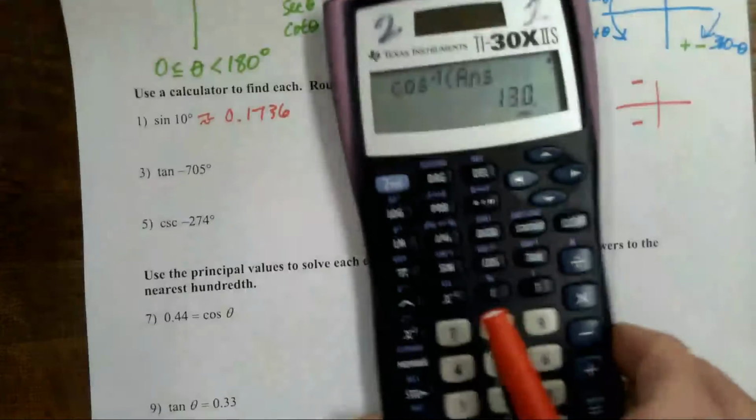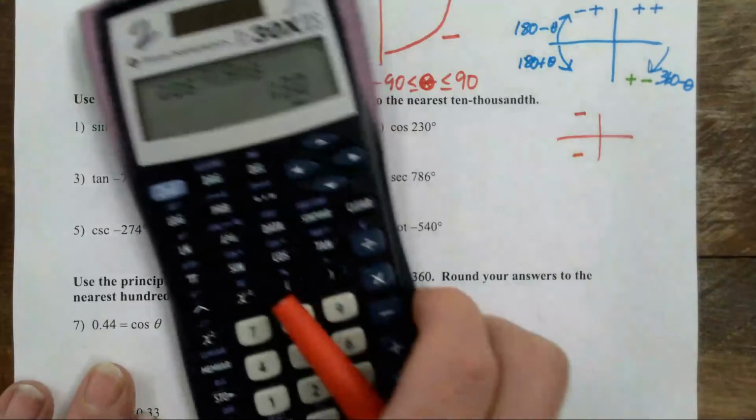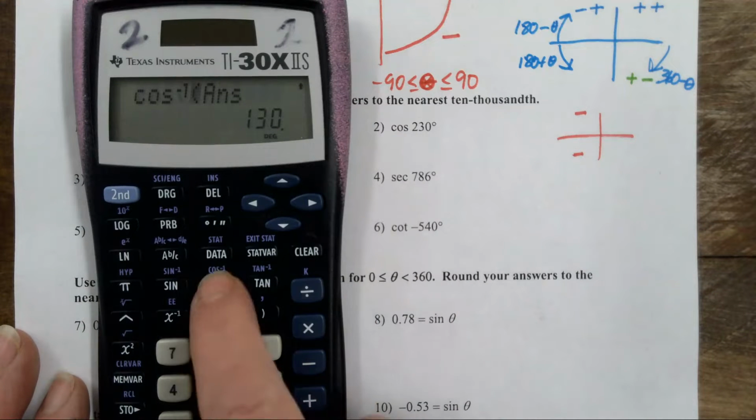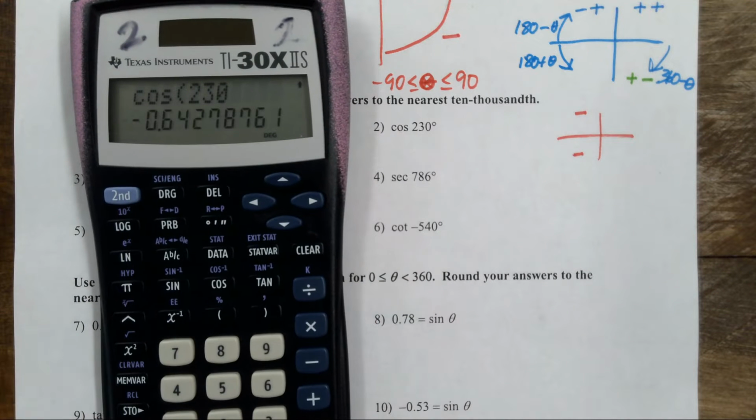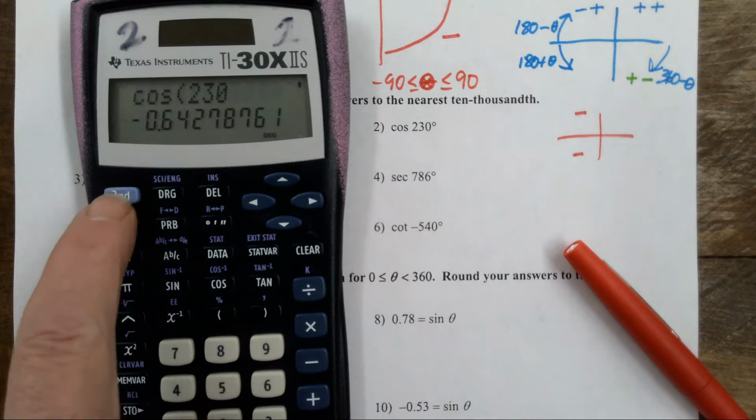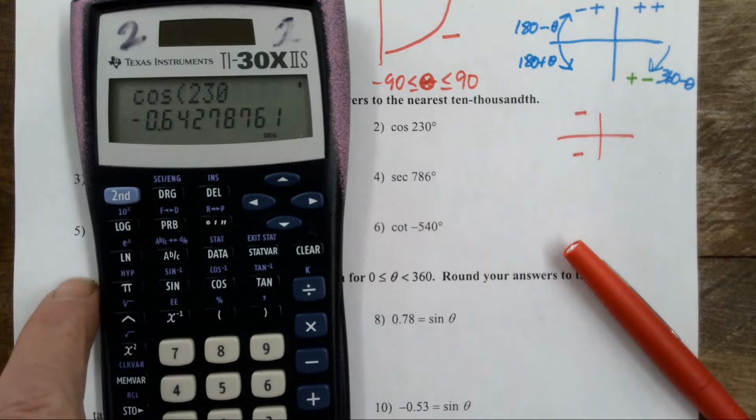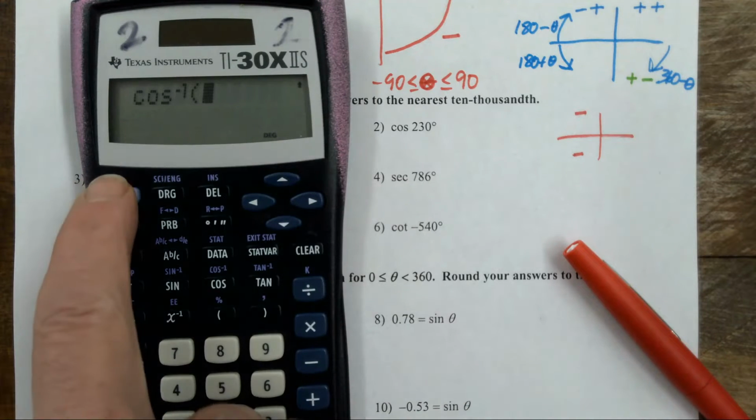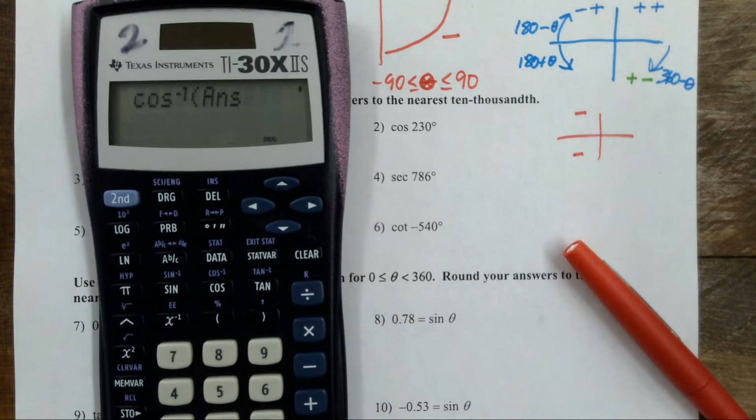Yes? I just did that too, but I was like, how did you do that? Okay, so did you do cosine 230? Yeah. And you got an answer? I did the exact same thing. It came out to be that, but I just don't know how I did that. Oh. Okay. Then it's second cosine, because that would be the inverse, and then second answer will transfer that answer in for me, and it'll give me my value.